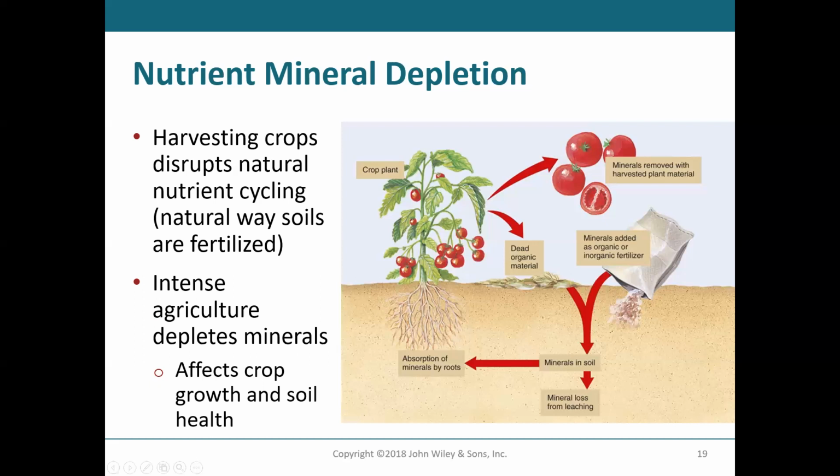And here you can see how a crop plant, the minerals removed with the harvested material, then there's dead organic material. Minerals are added as organic or inorganic fertilizer, minerals in the soil, then the minerals are part of the soil. Sometimes there's mineral loss from leaching, what we really want is absorption of minerals by roots. But if it's too intensive, then this cycle becomes, this arrow here becomes more weighted and this arrow becomes less weighted, right? So there's more loss of minerals and crop health significantly declines.